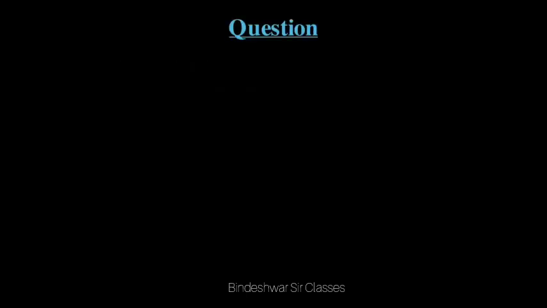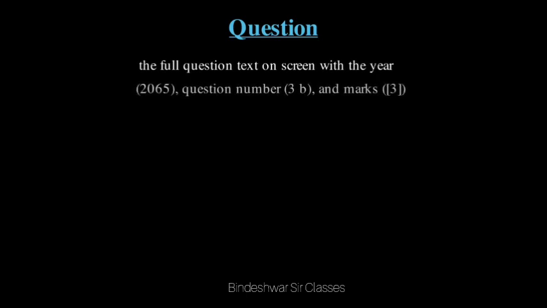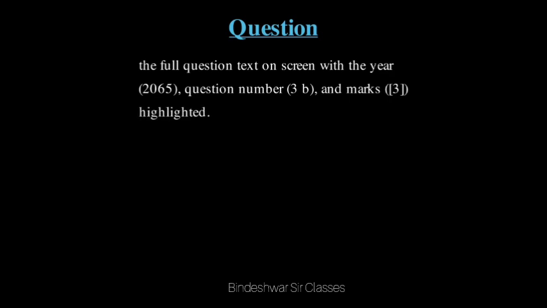Hello students. Welcome. In this video, we'll be solving a numerical problem from the 2065 board exam, question number 3B. This question is worth 3 marks and deals with forces on a submerged object. The question asks, a string supports a solid iron object of mass 200 grams, totally immersed in a liquid of specific gravity 0.9. Calculate the tension in the string if the density of iron is 8,000 kilograms per cubic meter. Let's break it down together.